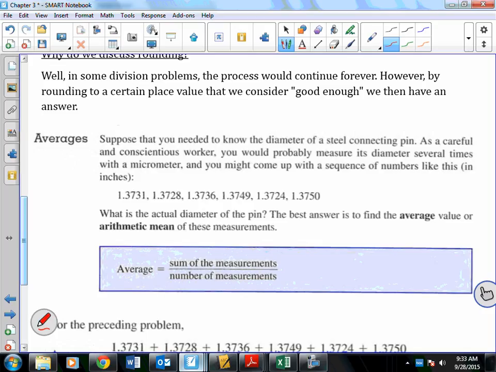You might come up with a sequence of numbers like the following. Because it's such a fine measurement, you might get different measurements, or people might read it differently if it's not a digital micrometer. So you might take multiple measurements and have people then estimate, because how tightly you decide to squeeze it is going to make it get a different reading. So people might get different readings. Maybe one person gets 1.3731, 1.3728, and then we take multiple measurements, 1, 2, 3, 4, 5, 6. Either we had one person doing 6 different measurements, or maybe 6 different people, each did one measurement, and then we're going to find the average to estimate the actual diameter of the pin.